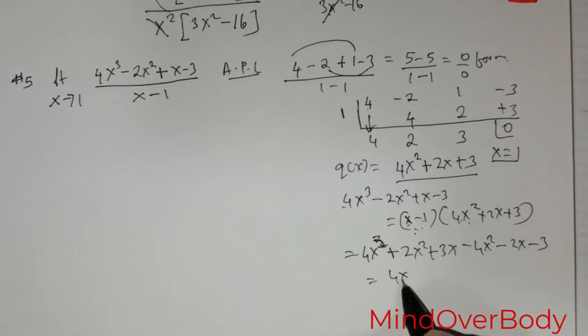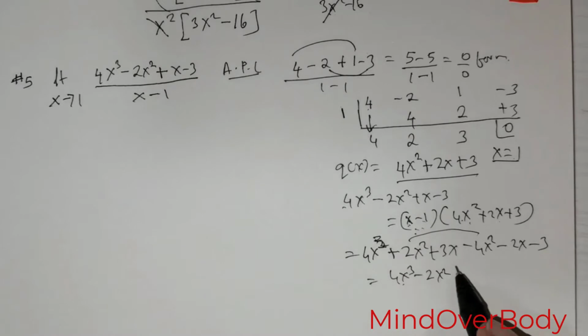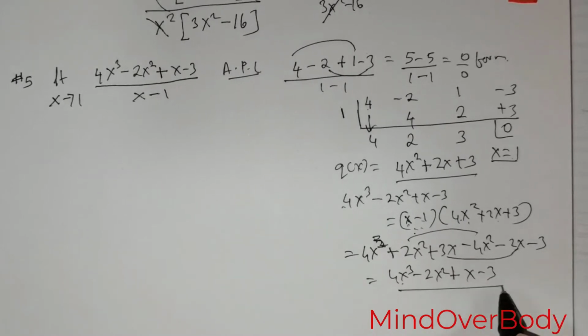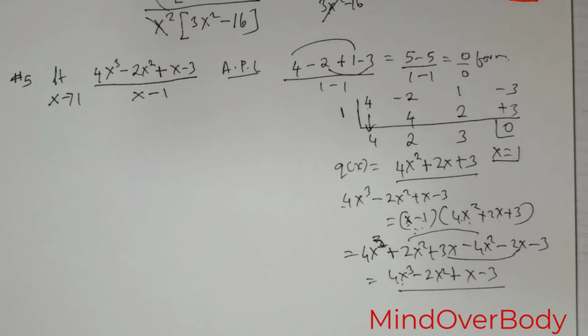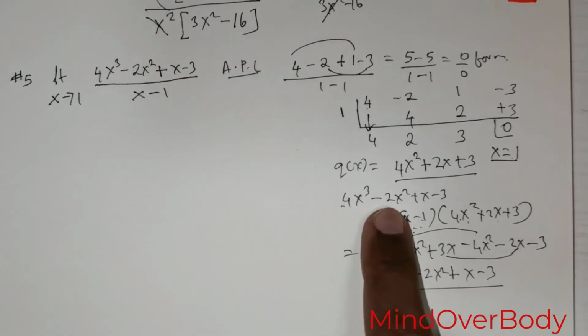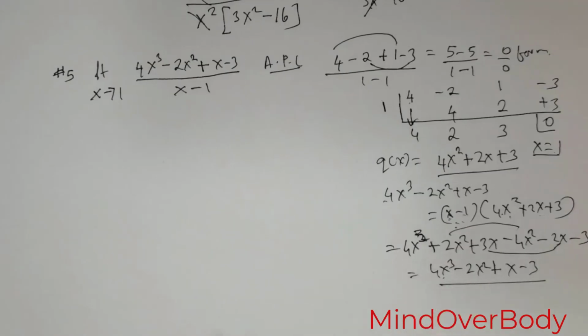Now 4x cubed is unchallenged, so just place it. Now 2x squared with negative 4x squared will give me negative 2x squared. 3x with negative 2x will give me positive x negative 3. So that is what we have got, right? This is the original thing, 4x cubed negative 2x squared positive x negative 3. So this is what we have as the original problem.